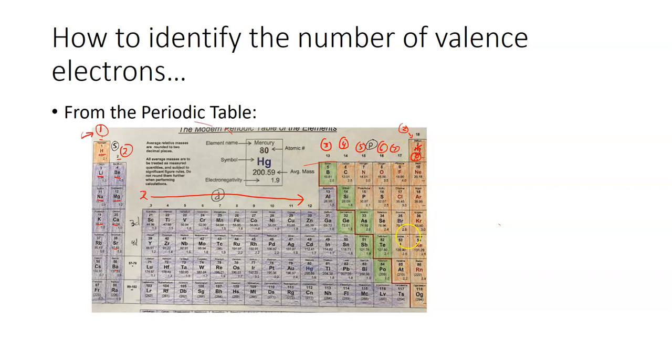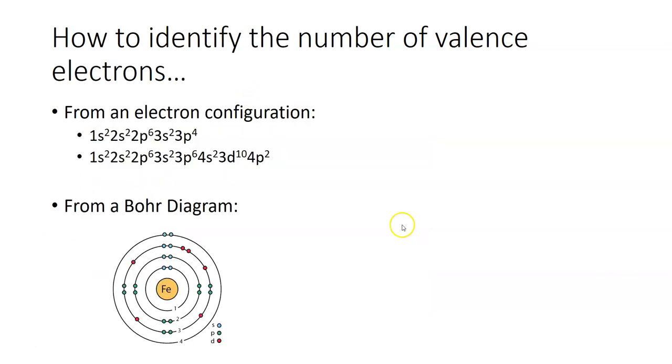So how many valence electrons does bromine have? 7, because it's in that second to last group. How many does argon have? 8. How many does aluminum have? 3. How many does rubidium have? 1. Okay, super simple.